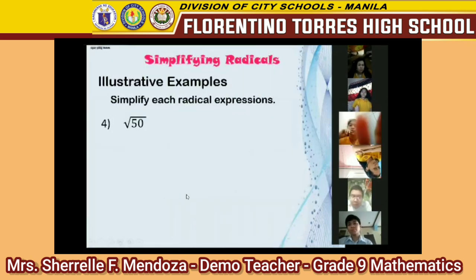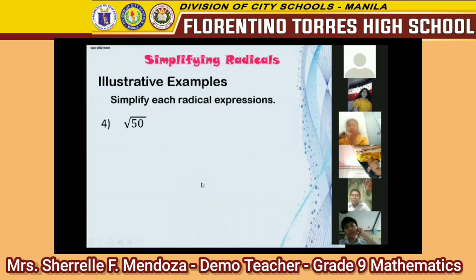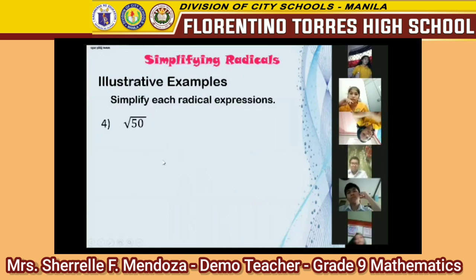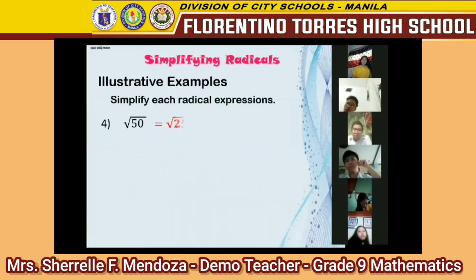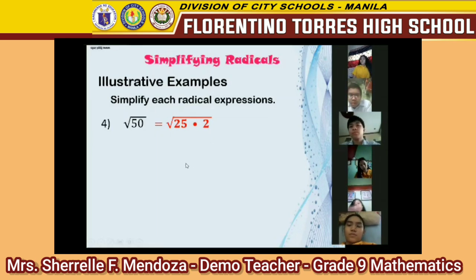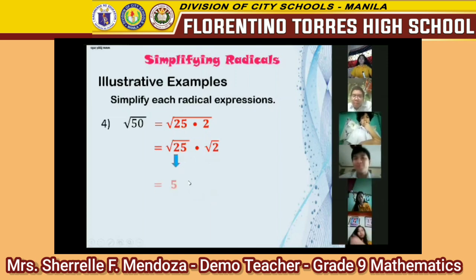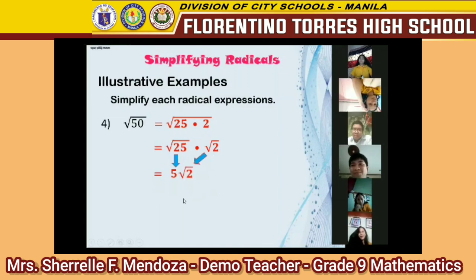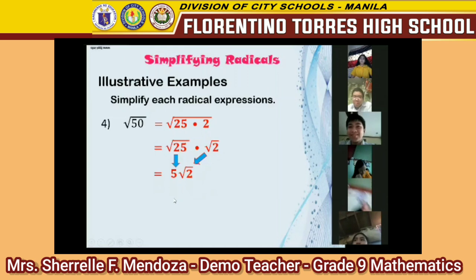What if I have a radical which is not a perfect square? For example, the square root of 50. We factor 50 such that one of the factors is 25. So 50 is equal to 25 times 2. Then we separate the two factors. So we have the square root of 25 times 2. The square root of 25 is what? 5 square root of 2. Next.